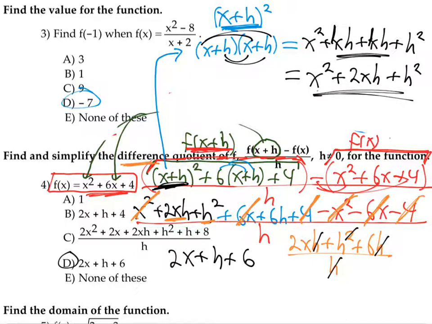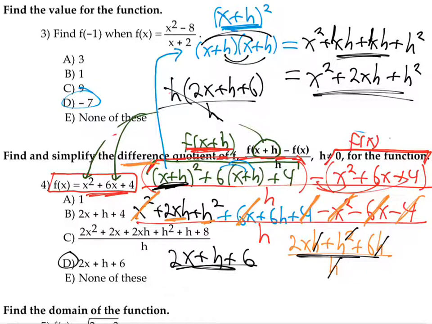Is factoring easier? In other words, we could have just taken an h out of this guy. It would be 2x plus h plus 6 all over h, and then they cancel. Same result. Just another way to do the same thing. You can just cancel an h from each of them, or factor out the h and cancel it that way. Either way. Thank you.